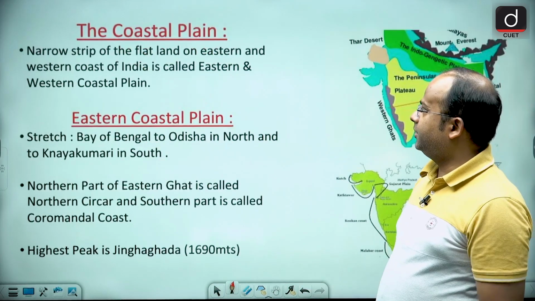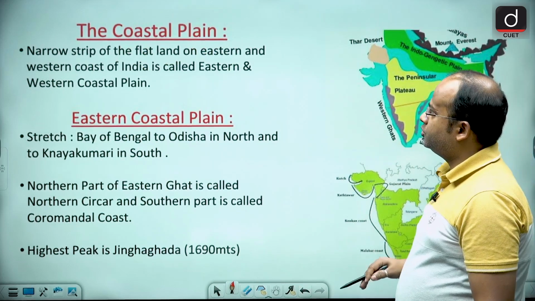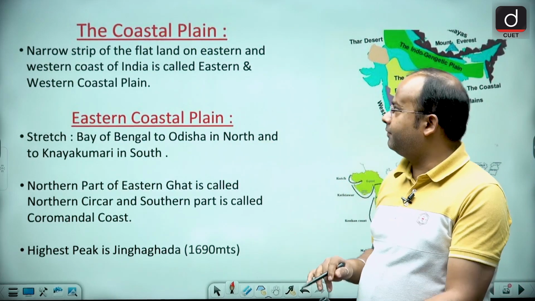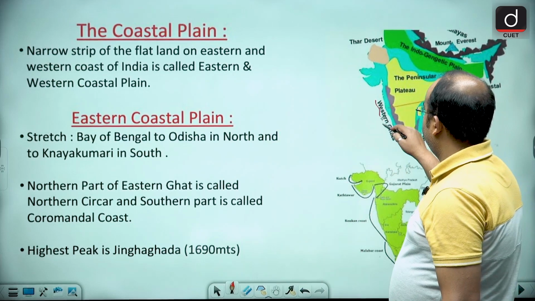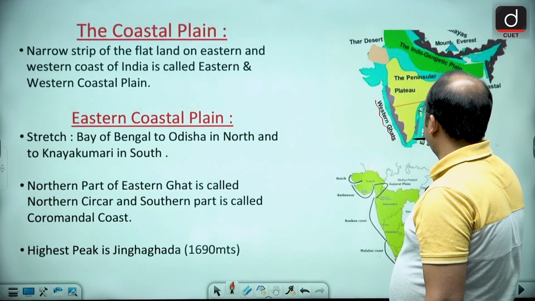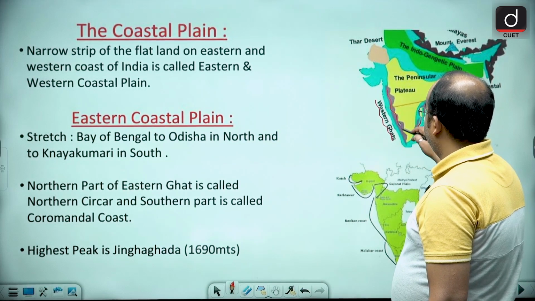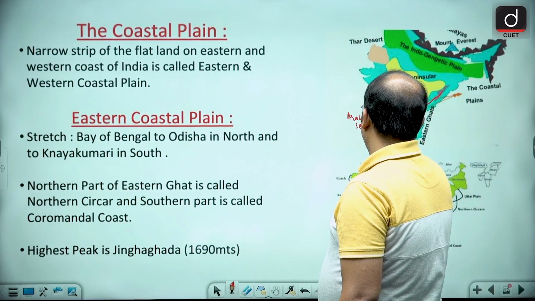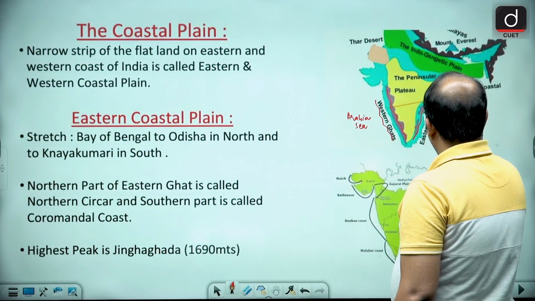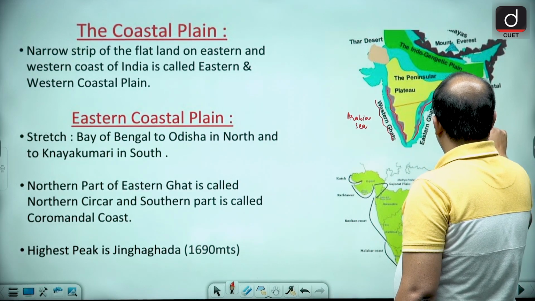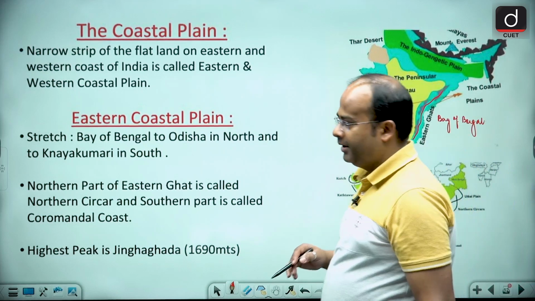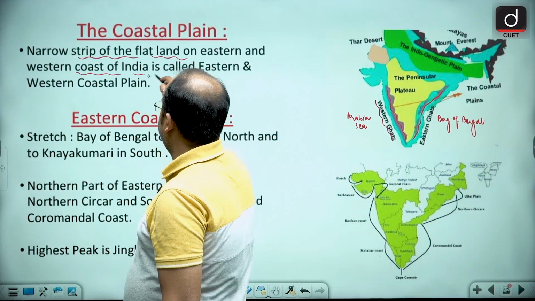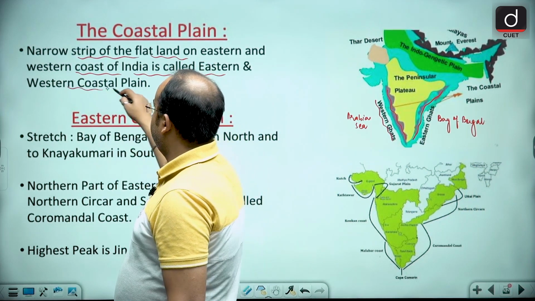Now guys, next we have the coastal plain. These are narrow strips of land that run around the Arabian Sea and the Bay of Bengal. This is the narrow strip of land that runs around the Eastern Ghat and Western Ghat. So there we have the Arabian Sea plus the Bay of Bengal. They are narrow strips of flat land, located on the eastern and western coast of India, called the Eastern and Western Coastal Plain.